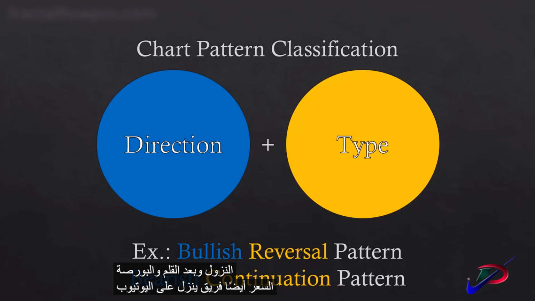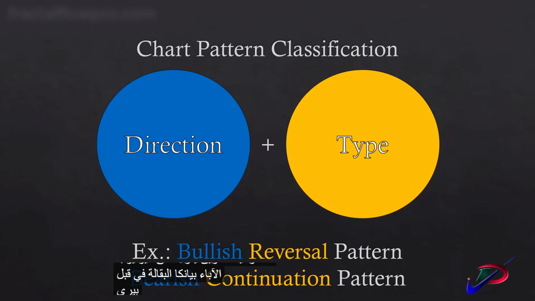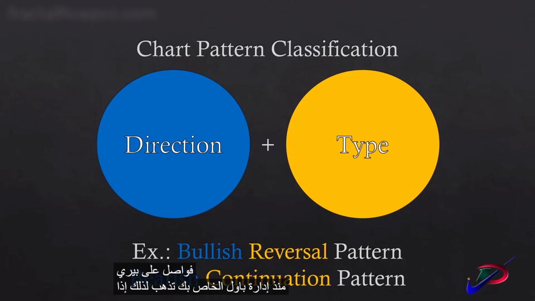In neutral patterns, we don't care about what's happening before the pattern. We simply take a look at which side price breaks out of the pattern, since that's the direction it will probably go. So if you see a neutral pattern and price breaks out to the upside, the pattern is indicating that price will go up. If price breaks to the downside, the pattern is indicating that price will go down.